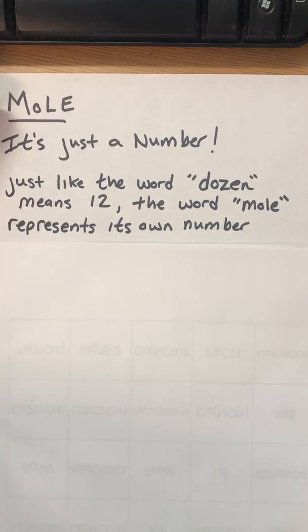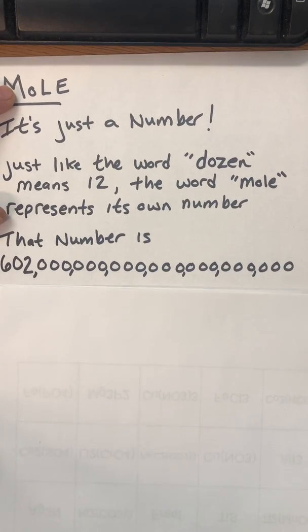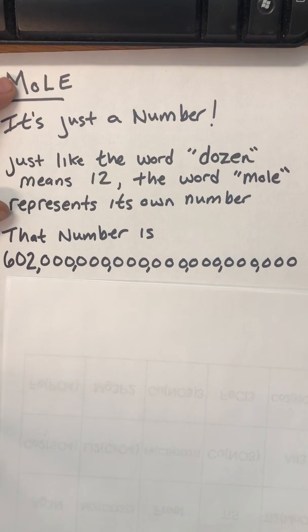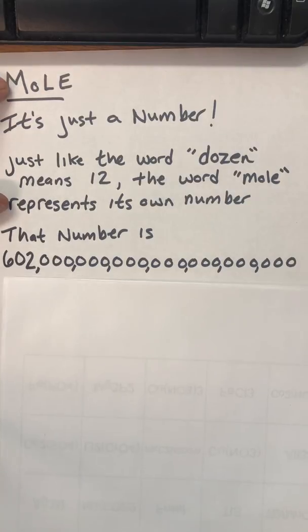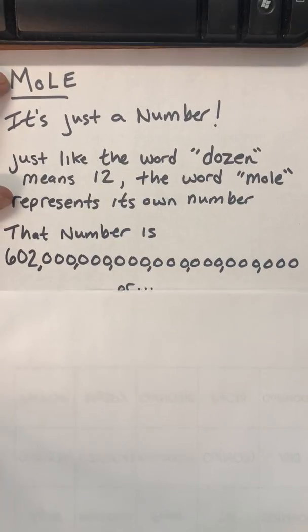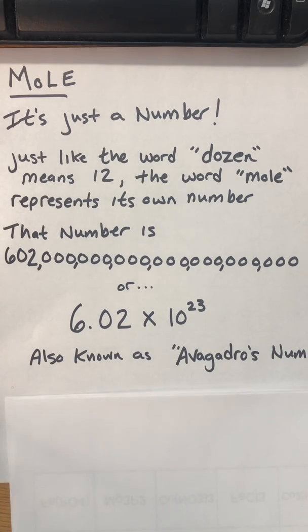So just like the word dozen represents the number 12, the word mole in chemistry has its own number. That number is this: 602 with 21 zeros tacked onto it. That's a huge, huge number. We always simplify that down with scientific notation to this, 6.02 times 10 to the 23rd. You need to commit that to memory or have it written down. We call that Avogadro's number.